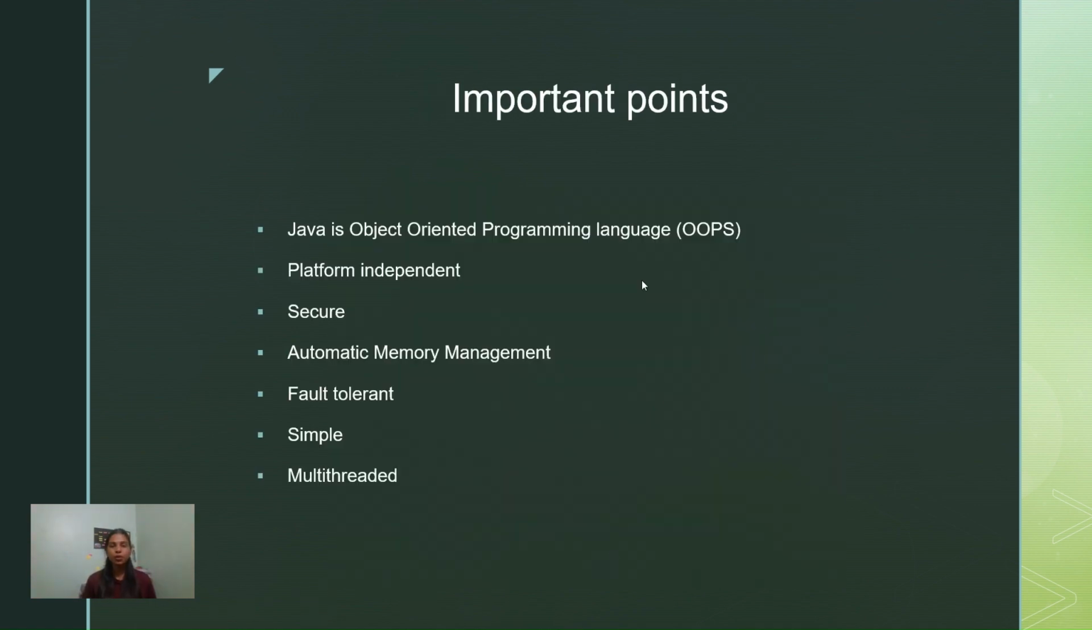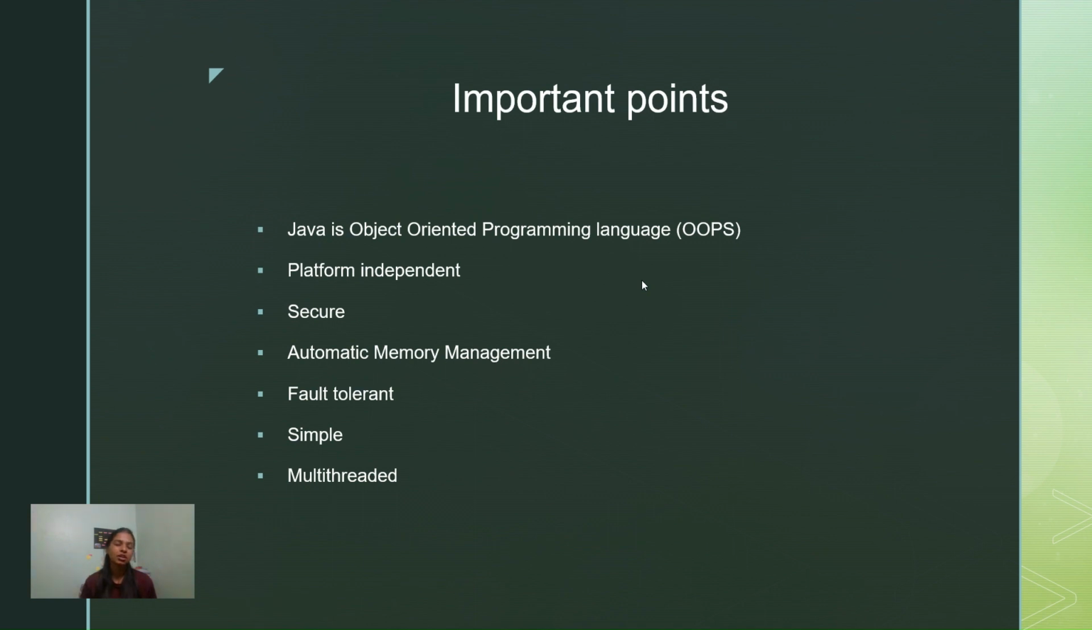Now have a look at some very important points about Java, now that we know its execution process. Java is an object-oriented programming language, as it implements all the object-oriented methodology. Java is platform independent, as we will discuss in a further lecture as well. Java is secure because Java doesn't allow users to explicitly use pointers. Java has automatic memory management.